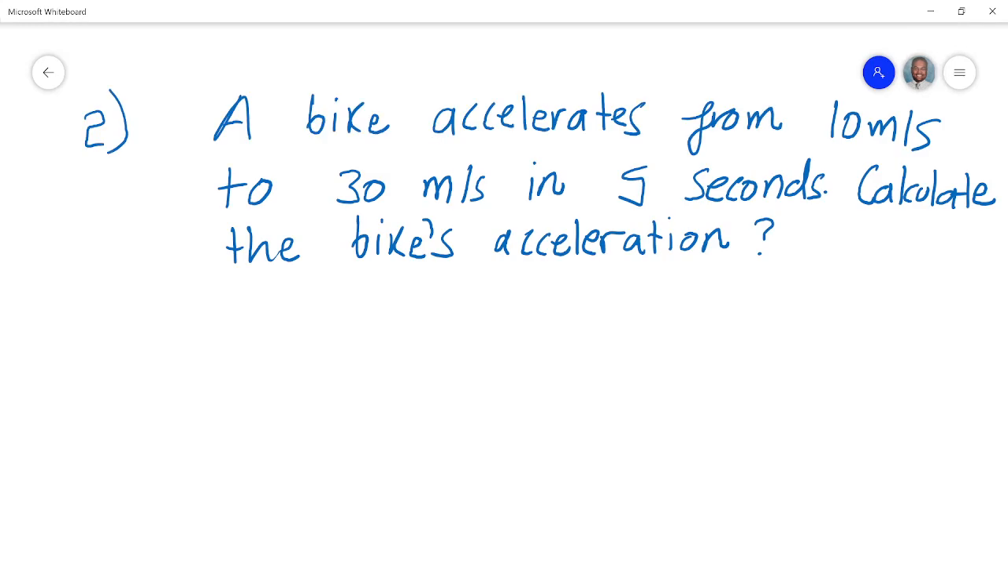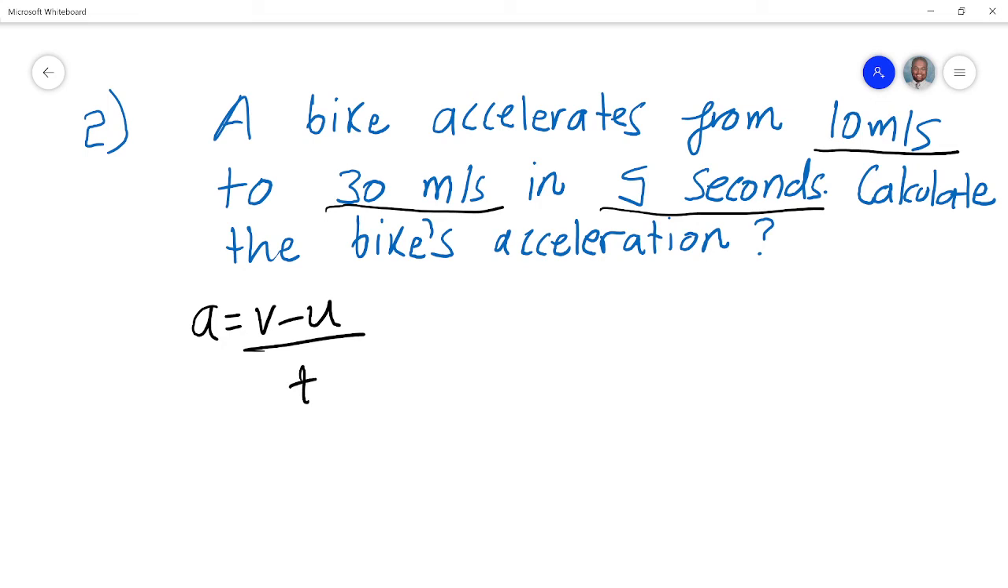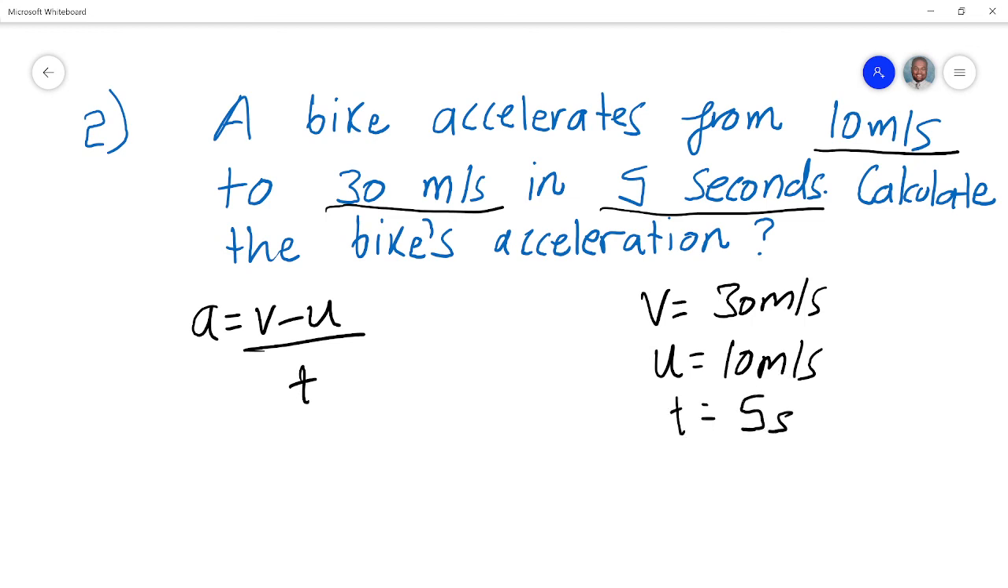In question 2, let's read this out. A bike accelerates from 10 meters per second to 30 meters per second in 5 seconds. Calculate the bike's acceleration. So what information do we have? From 10 meters per second to 30 meters per second in 5 seconds. So we write the formula: A is equal to V minus U over T. My V becomes 30 meters per second, that's my final velocity. My U becomes 10 meters per second, that is my initial velocity. And my T becomes 5 seconds, which is my time.